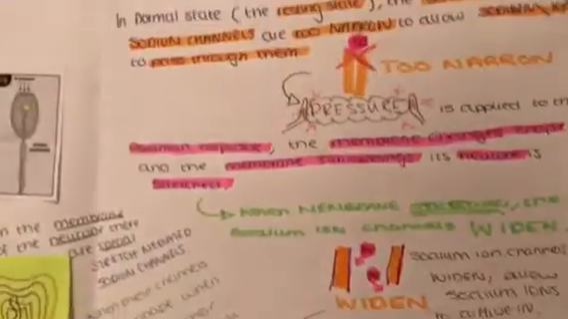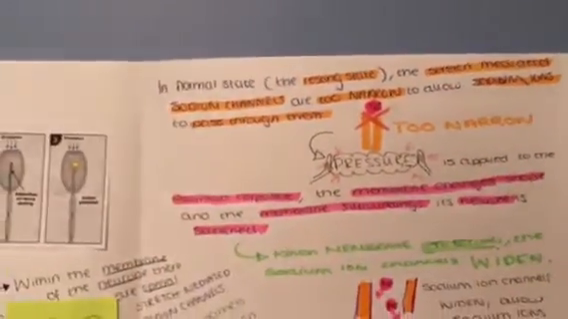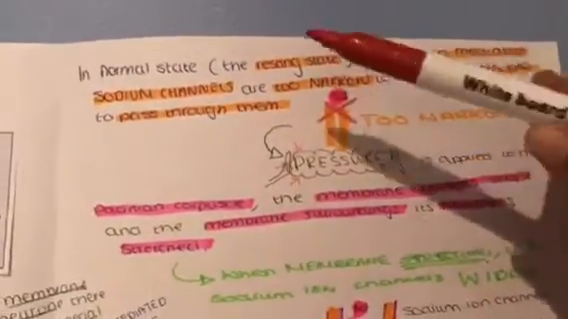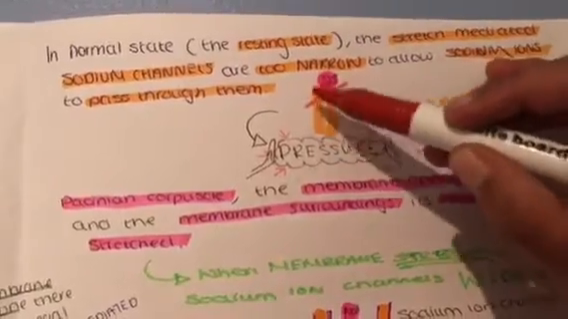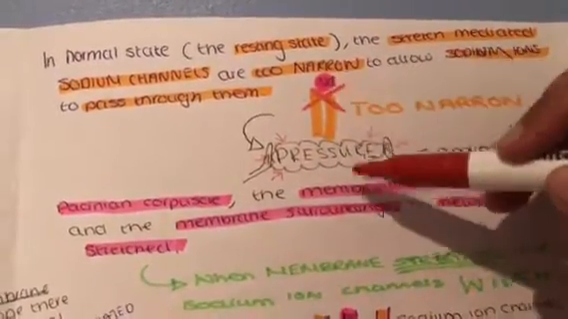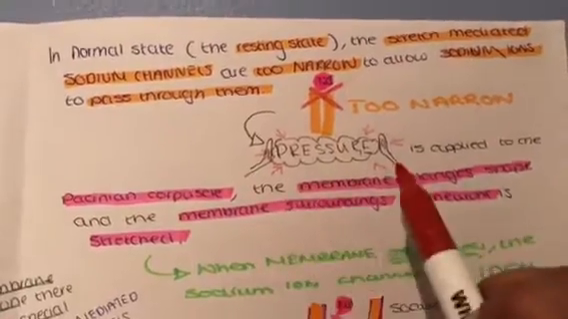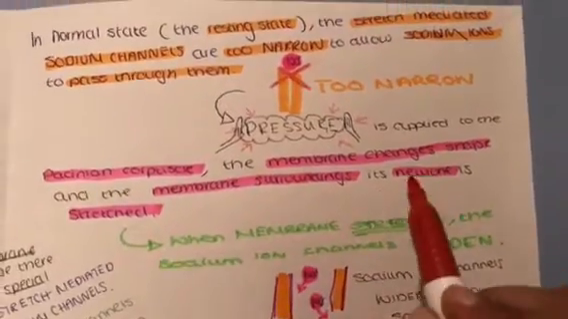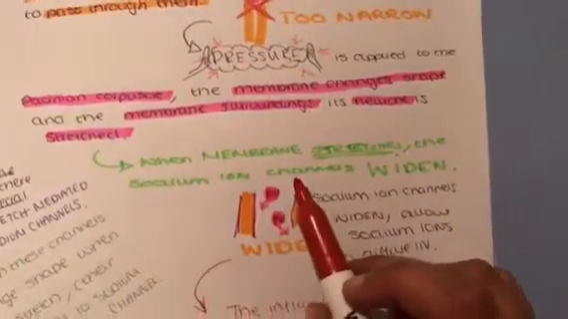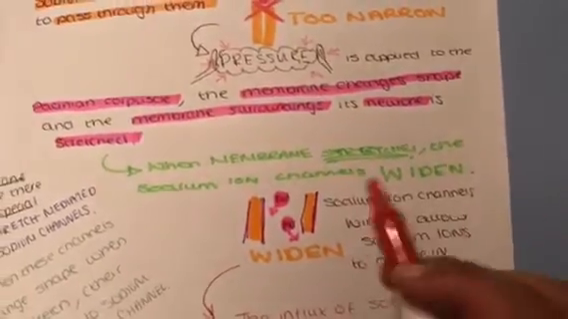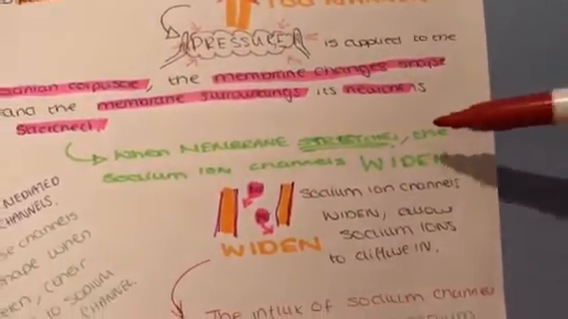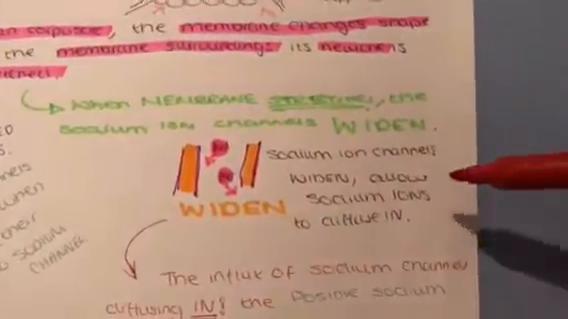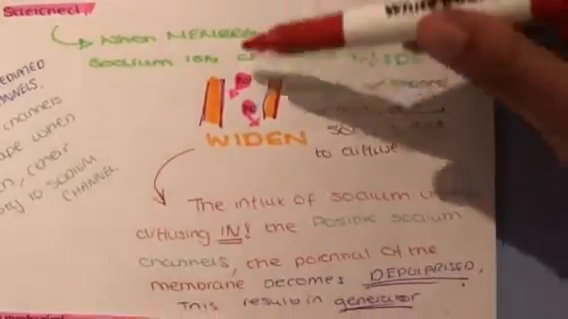So we have, in a normal resting state, the stretch-mediated sodium channels are too narrow. They're so narrow that the sodium ions here, because you can see they are ions, cannot pass through these sodium channels. But when pressure is applied to the Pacinian corpuscle, the membrane changes shape and the membrane surrounding its neuron is therefore stretched. So when the membrane stretches, the sodium ion channels widen. The sodium ions can now go through, as the sodium ion channels have been widened, allowing the sodium ions to diffuse in.